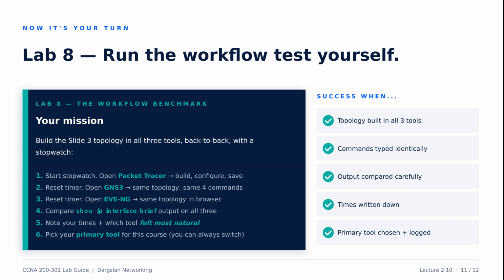Now it's your turn to actually run the experiment. Build that slide 3 topology in all three tools back-to-back. Stopwatch running. Packet Tracer first, then GNS3, then EVE-NG in the browser. Same 4 commands each time, then compare your show ip interface brief output across all three. Write your times down, notice which one felt most natural under your fingers, and lock in your primary tool for the rest of the course. You can always switch later, but you need real numbers to choose from.